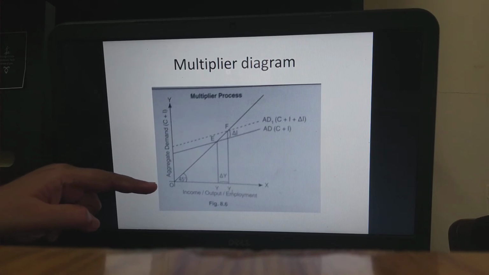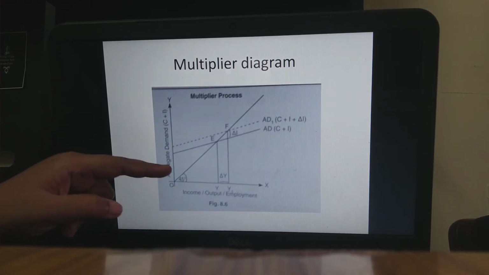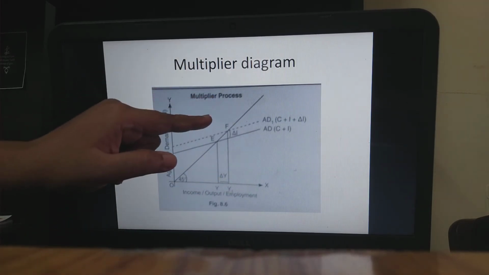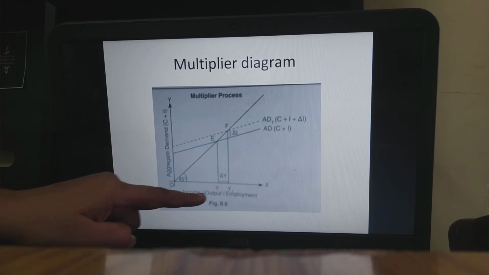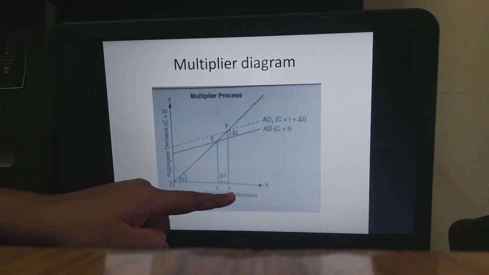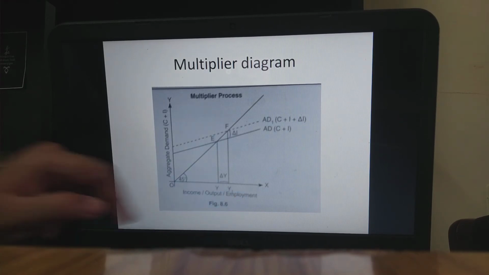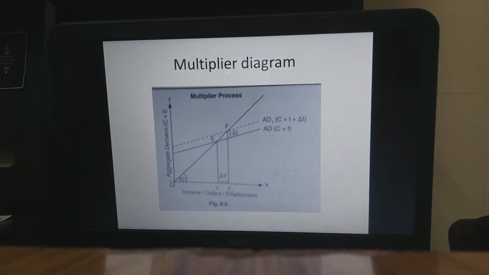If the income and employment was OY, now due to this shift in the AD or change in the investment, you see the new equilibrium is at F, and correspondingly the income and output employment level has also shifted from OY to OY1. So, this change in Y, right, is due to the change in I. Yeah, so that is what a multiplier is. Change in Y that is caused due to change in I. That is what a multiplier is, right?